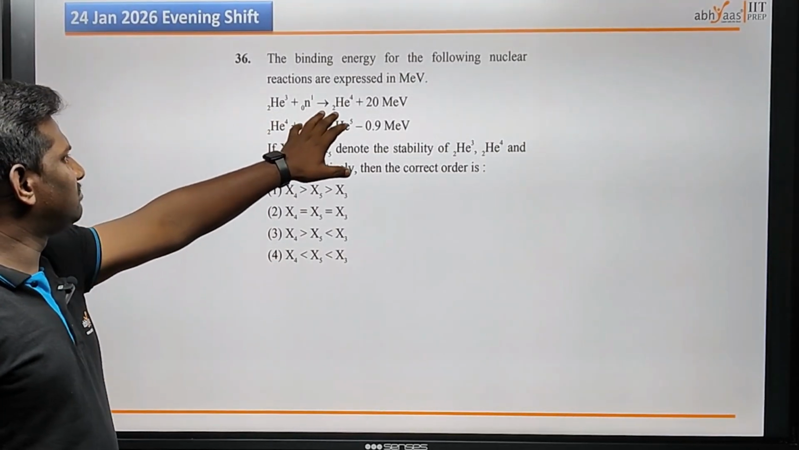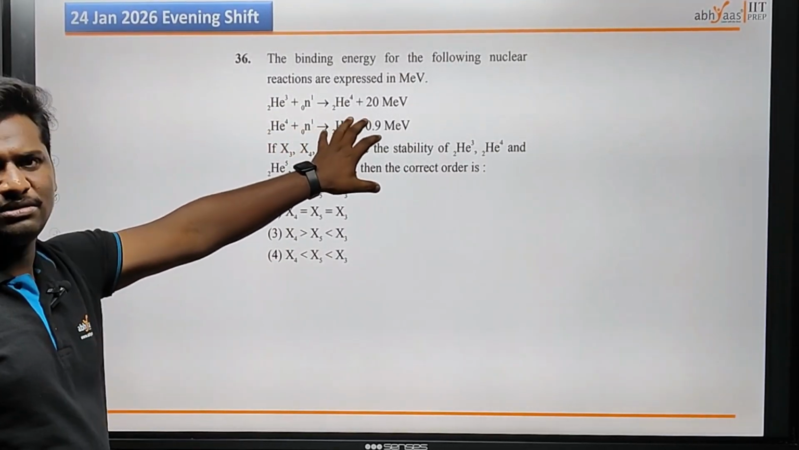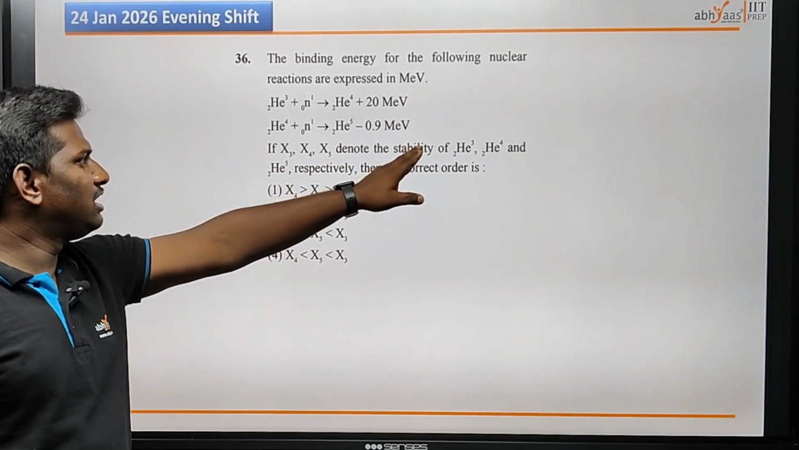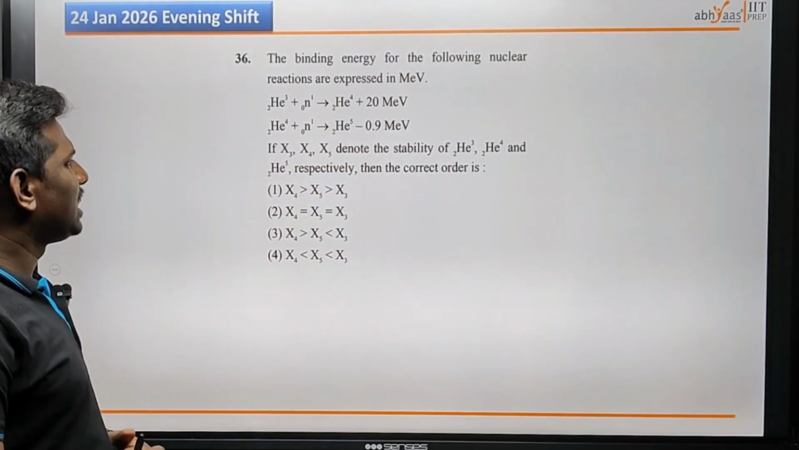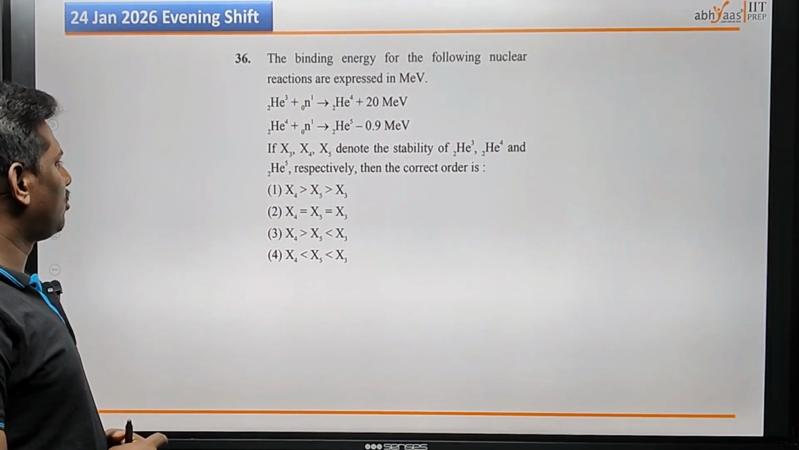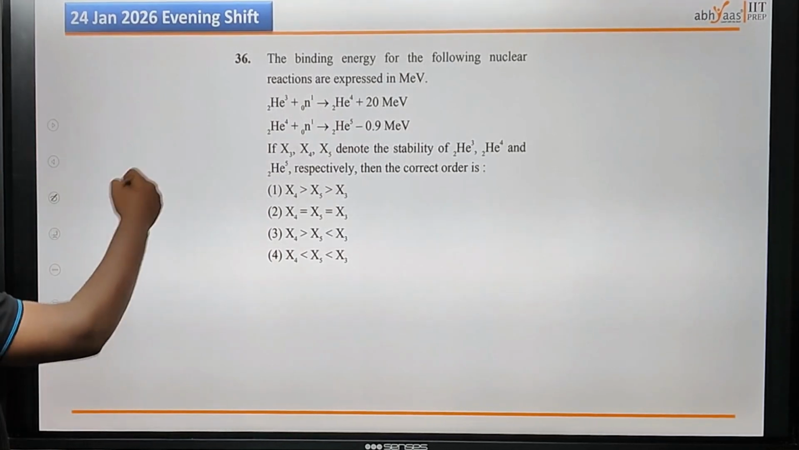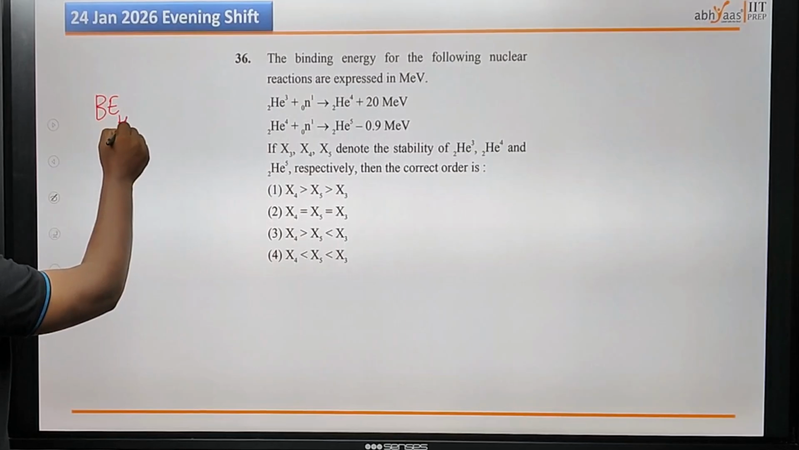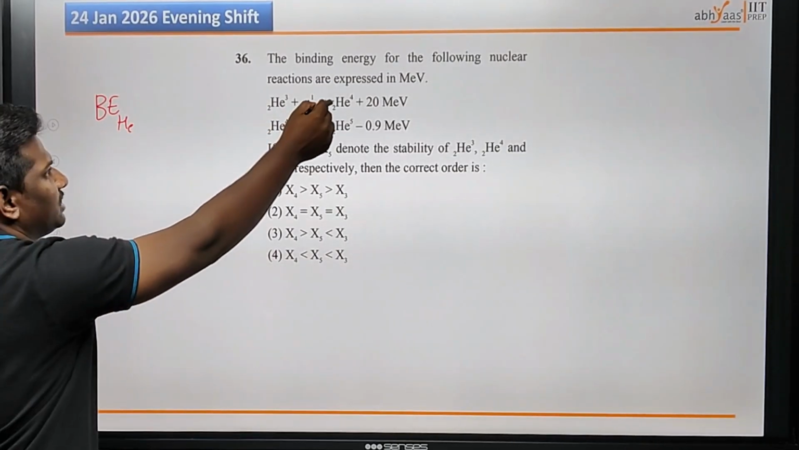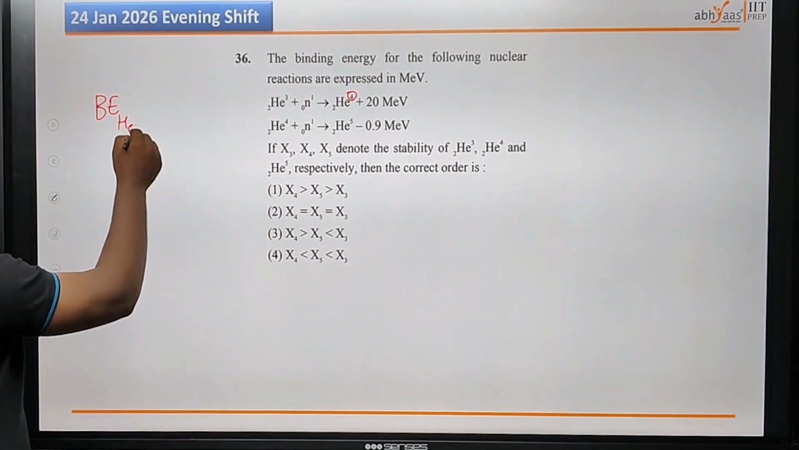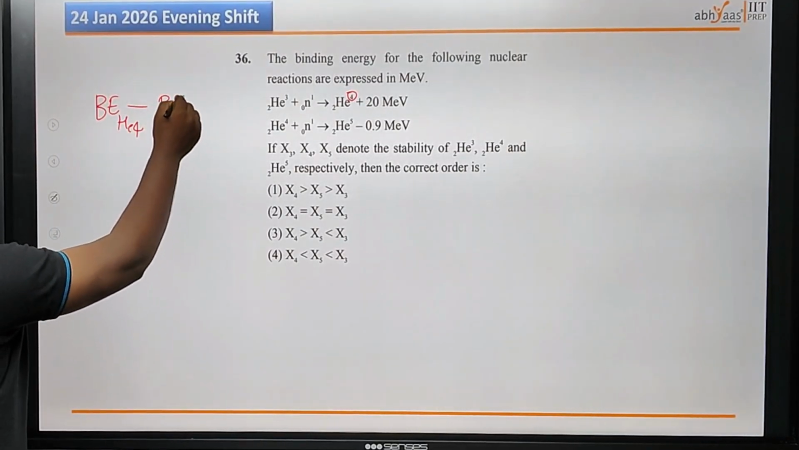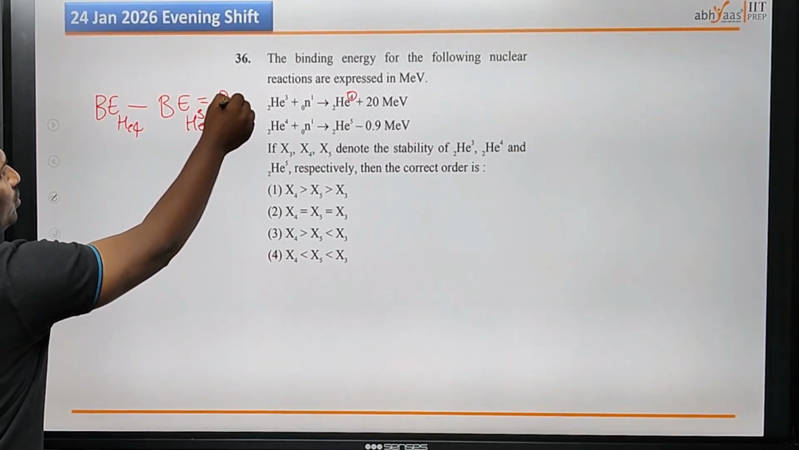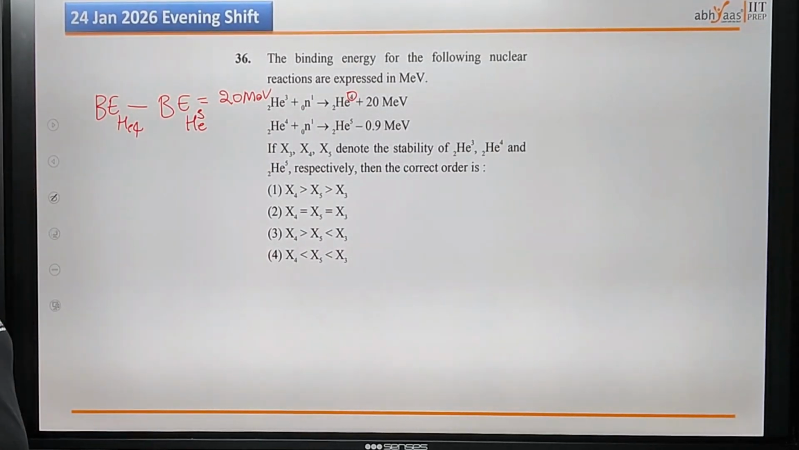So next one, see here, question number 36, the binding energy of the following nuclear reactions. They have given helium and H, and some reactions. X3, X4 and X5 belong to helium 3, helium 4, helium 5 respectively. Then the correct order is, how to find the correct order? I will tell you. See here, first reaction: binding energy of He4 minus binding energy of He3, I am writing here 20 mega electron volts.